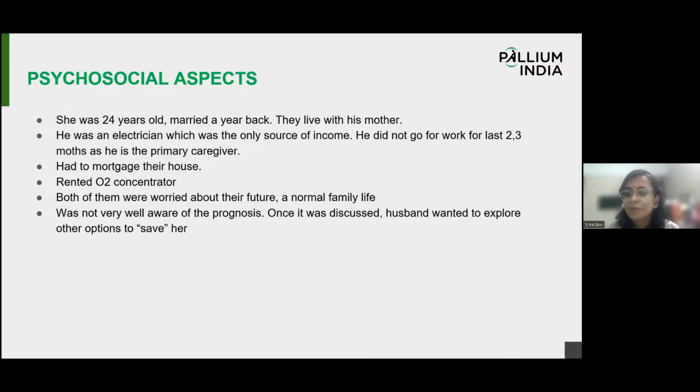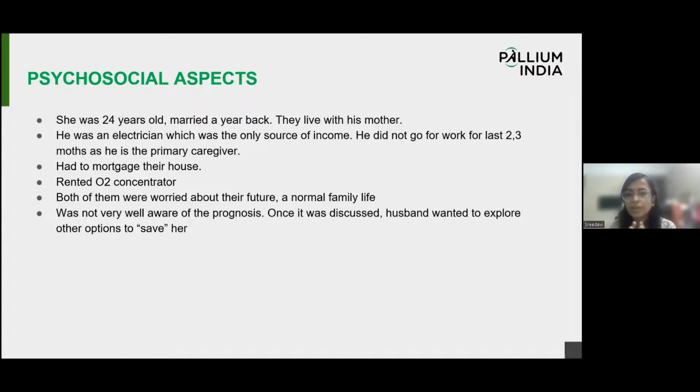"How am I going to live with this oxygen forever? I can't even remove it for a minute." She could not even discuss removing it. Then she becomes anxious: "It's like depriving me of my life." She could not think of taking it off for a minute. "When am I going to have a normal life with my husband and family? Am I going to die with breathlessness?"